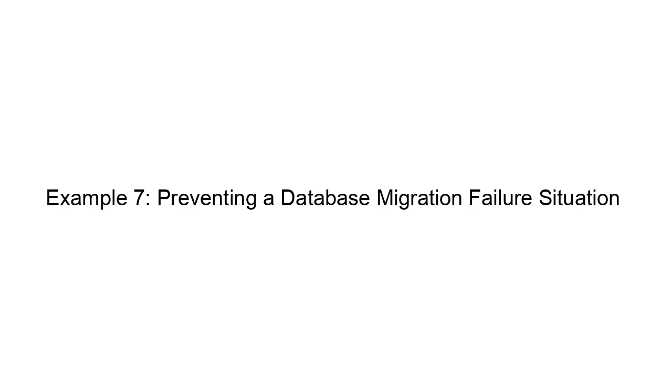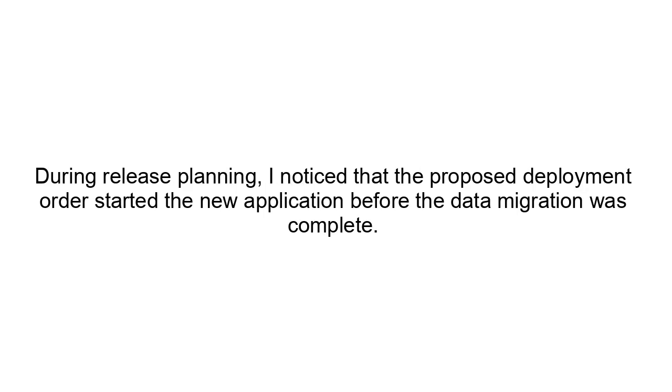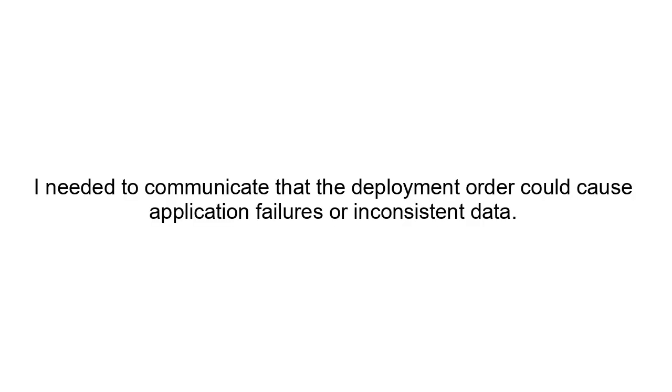Example 7. Preventing a database migration failure. Situation: in one release, the application required a database schema update and migration of existing records. During release planning, I noticed that the proposed deployment order started the new application before the data migration was complete. Task: I needed to communicate that the deployment order could cause application failures or inconsistent data.